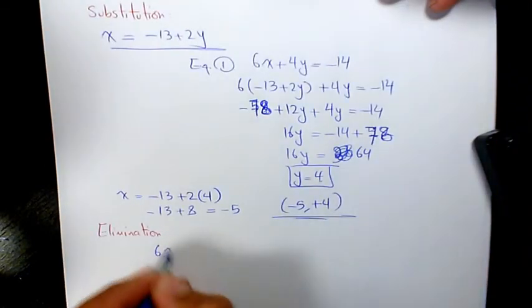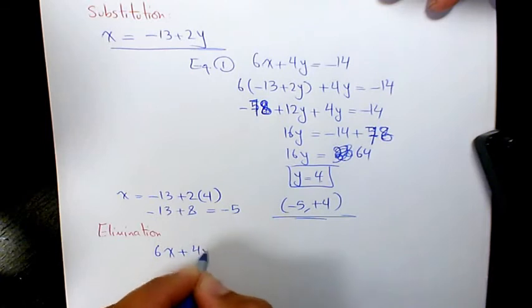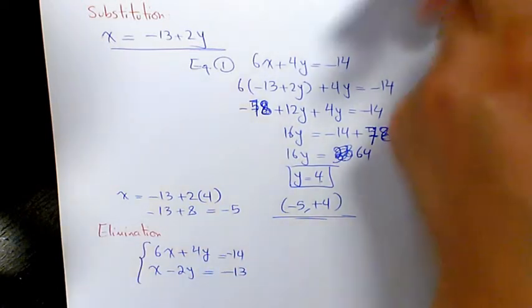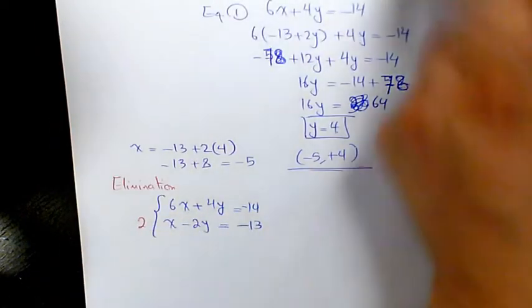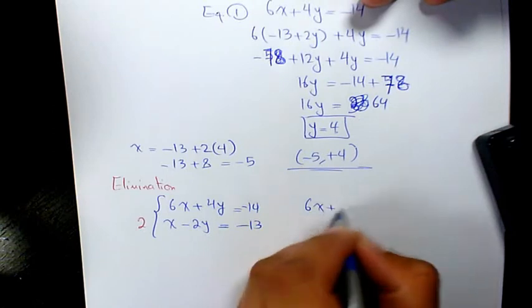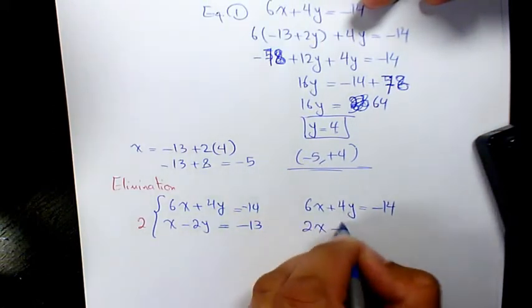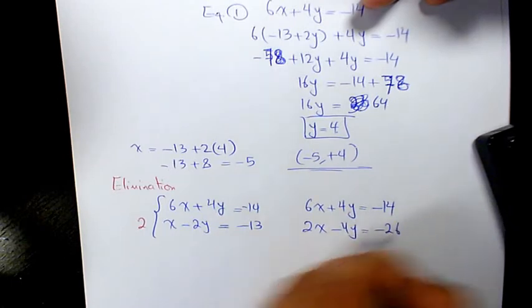We have 6x plus 4y equals negative 14, and x minus 2y equals negative 13. So I multiply the second equation by 2. It's going to be 6x plus 4y equals negative 14, and 2x minus 4y equals negative 26.